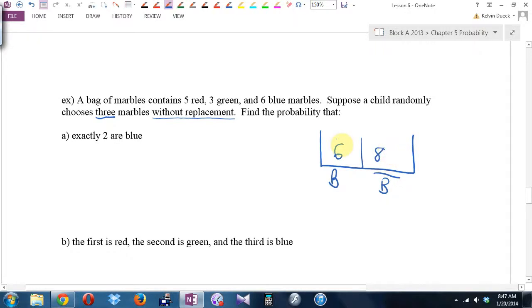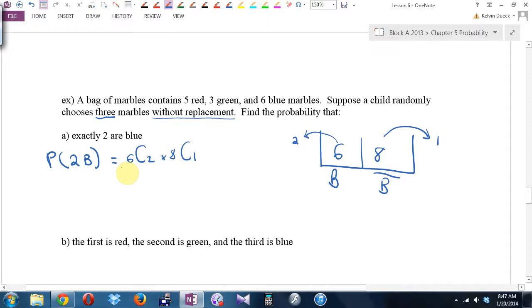How many blues do I want to choose here for this question? 2. And since I'm picking 3 marbles, how many non-blues must I end up choosing? 1. So what's it going to be? My equation, the probability of exactly 2 blues is going to be from 6 blues, not permutate, Mr. Dueck. From 6 blues, choose 2 of them, and from 8 others, choose 1. Now that's how many different ways there are to pick 2 blues.